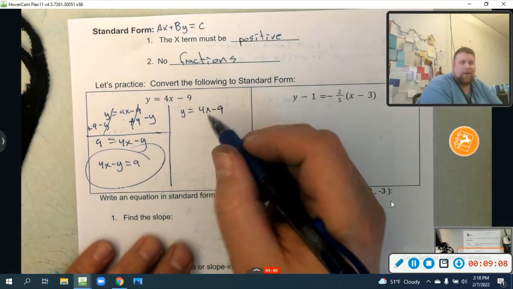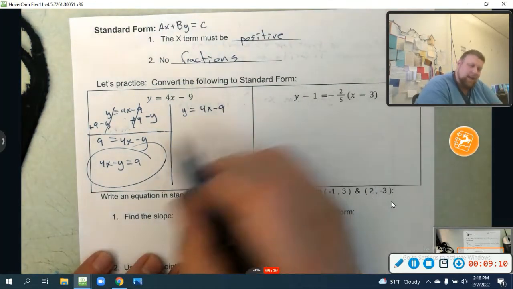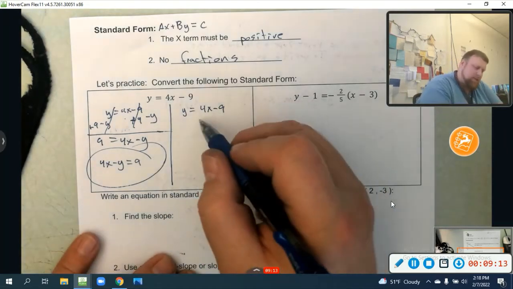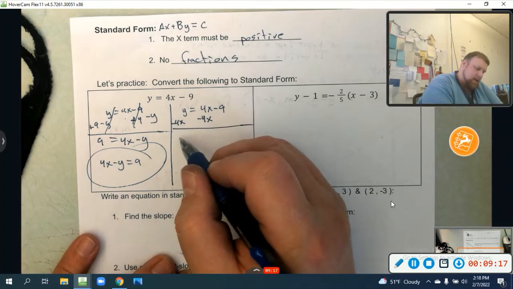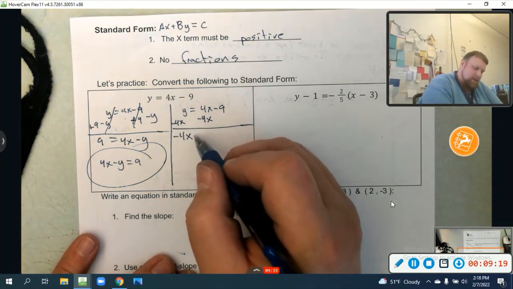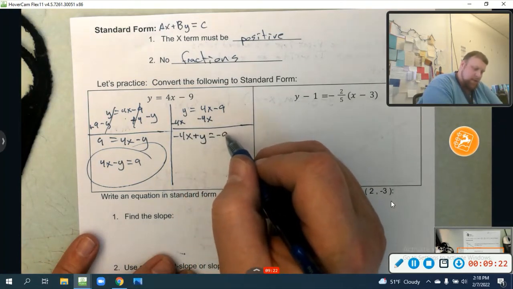Another way you could have solved it. You may be like, hey, I know I need x positive, but I'll take care of that later. I need to get everything to the left. Inside my brain, it makes more sense. Okay, let's do that. Minus 4x, minus 4x. It's going to be minus 4x, and that's a positive y, so plus y equals negative 9.